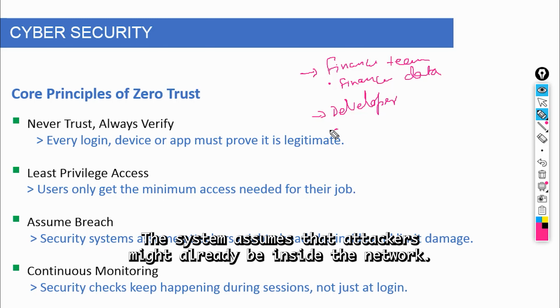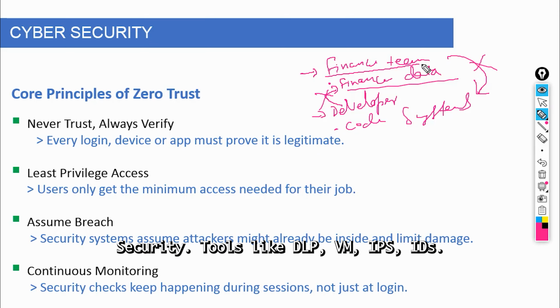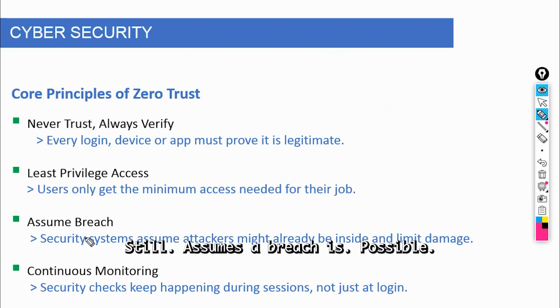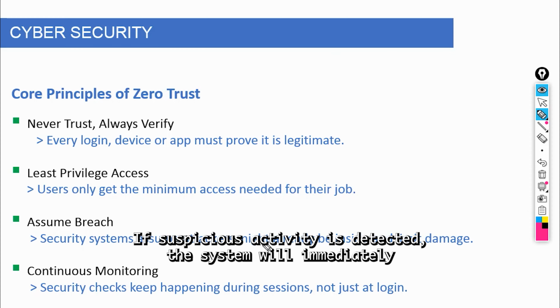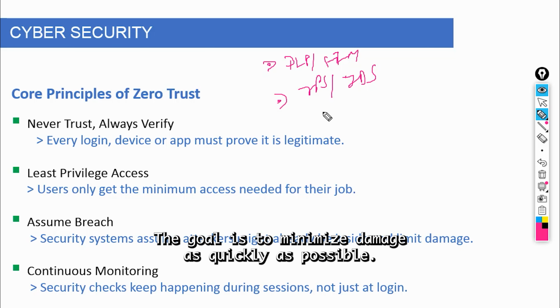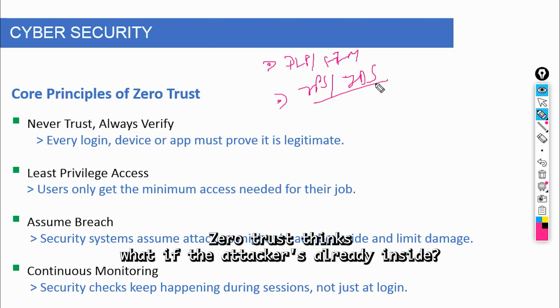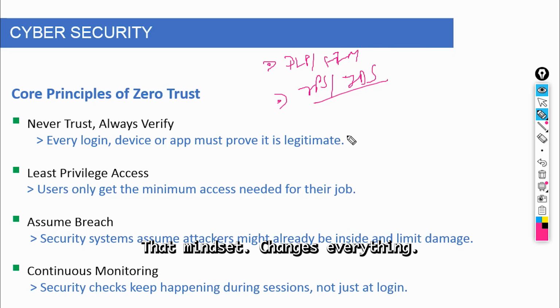Third principle: assume breach. In Zero Trust, the system assumes that attackers might already be inside the network. That is exactly how Zero Trust works. Even if you have security tools like DLP, FIM, IPS, IDS, EDR, or XDR, the system still assumes a breach is possible. If suspicious activity is detected, the system will immediately limit movement, monitor activity, and block suspicious behavior. The goal is to minimize damage as quickly as possible. Instead of thinking, our network is safe, Zero Trust thinks, what if the attacker's already inside? That mindset changes everything.